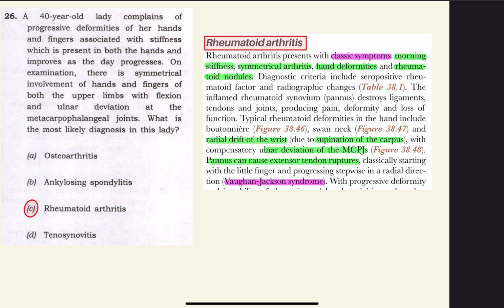A 40-year-old lady complained of progressive deformity of her hand and fingers associated with stiffness, present in both hands and improving as the day progresses. On examination there is symmetrical involvement of the hands and fingers of both upper limbs, with flexion and ulnar deviation of the metacarpophalangeal joint. What is the most likely diagnosis? Many hints point to rheumatoid arthritis. The classical symptom is morning stiffness, and there is radial drift at the wrist and ulnar deviation. One more thing I wanted to point out: Wagon Jackson syndrome is associated with rheumatoid arthritis. So option C is the answer.